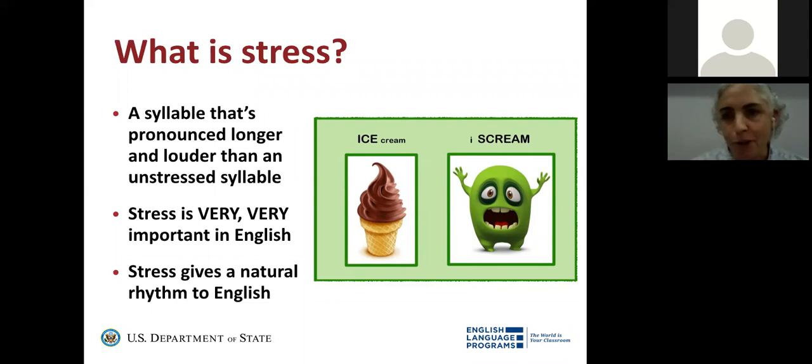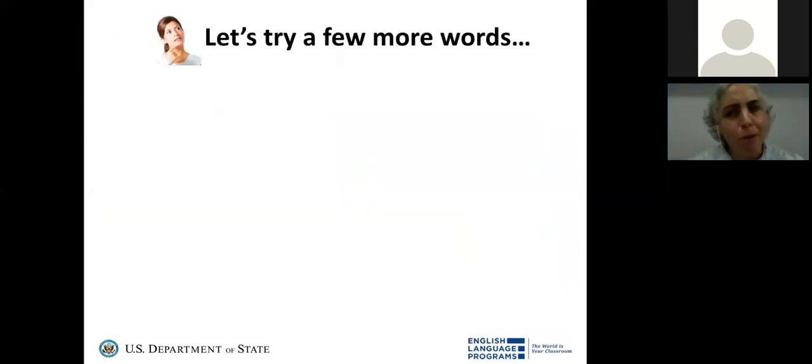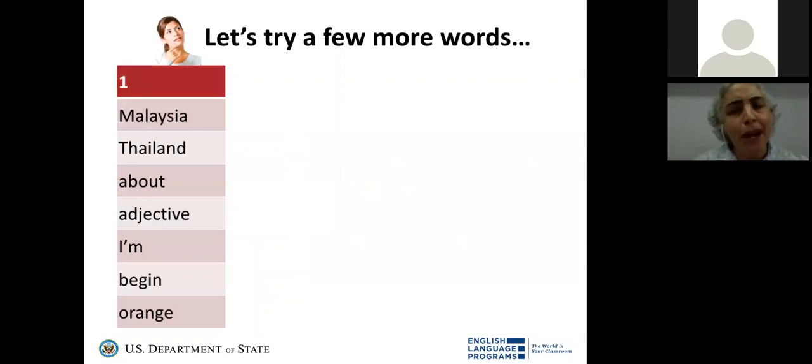The pictures on this slide, the sounds are identical. The only thing that's different is the stress. So they're a minimal pair, but instead of having different sounds, they just have a different stress. So to clap them, we would say, ice cream, I scream. Okay, let's practice a few more words. We don't have to do all of these words. Let's just pick a few words that you want to try.